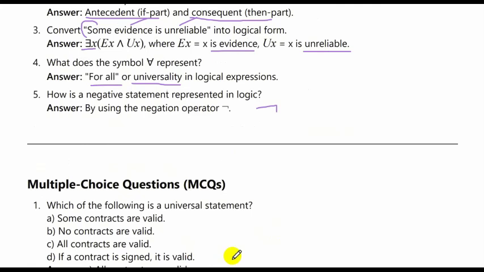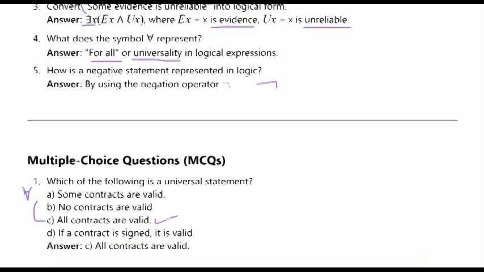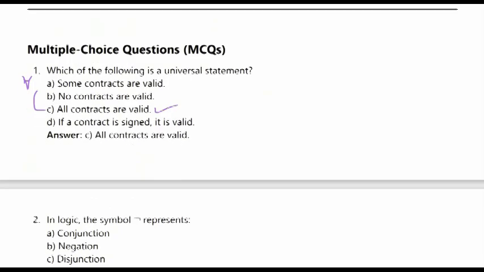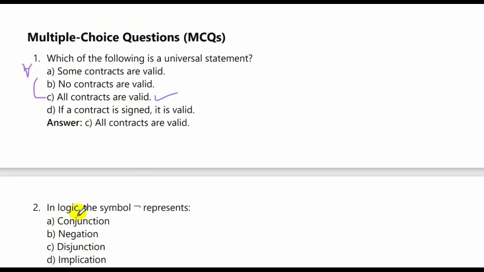Alright, let's look at the question answers. Which of the following is a universal statement? "All contracts are valid", because "all" represents the symbol for all. So this is a universal symbol. In logic, this symbol represents negation. Keep checking your answers also.